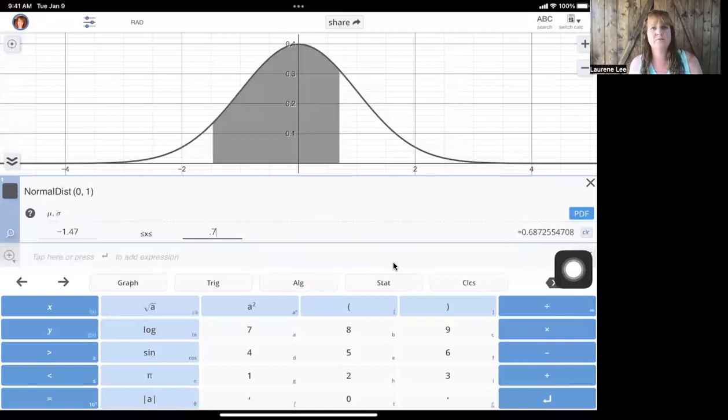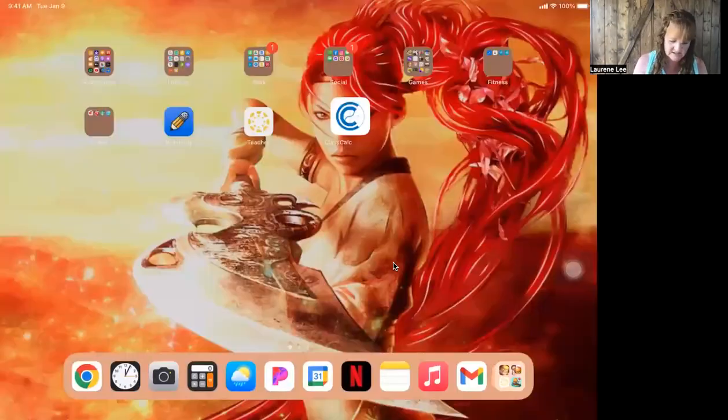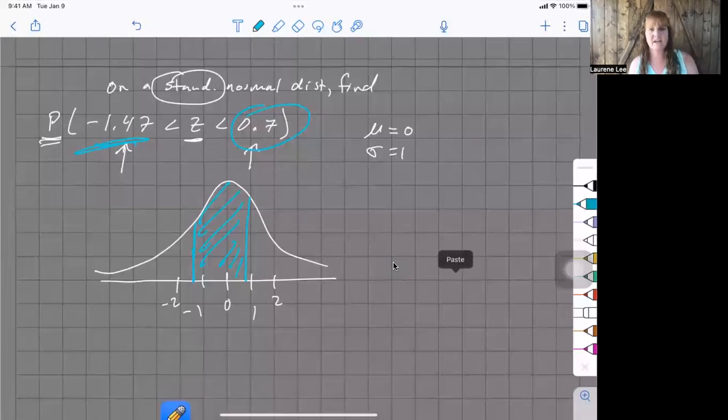So that's how you do your distribution problems. Between that and your Z-score, that's all you're going to need to navigate on this homework.